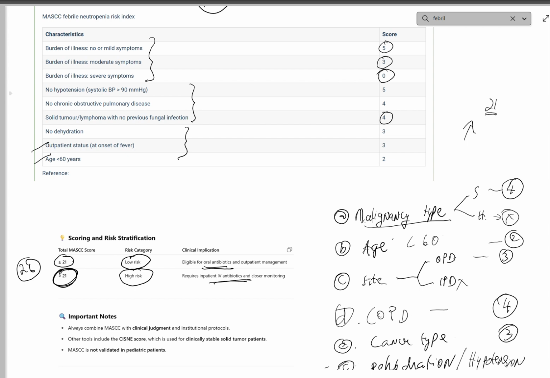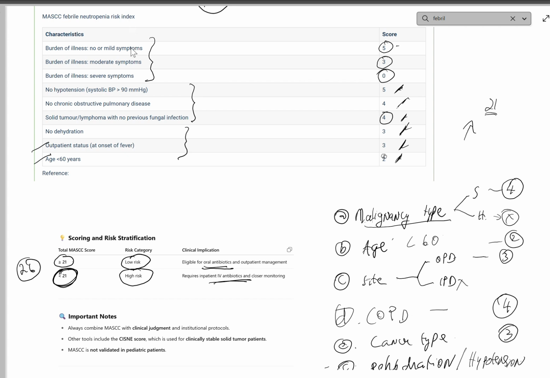So they have no symptoms, no hypotension, they already scored 10. If they have no COPD and it's a solid tumor and the age is less than 60, you get a score of 20. And if they have no dehydration, it's 23. And if it's an outpatient, you get a score of 26. It's a perfect score. So now we're calculating the score based on the MASCC index. And if they get a score of greater than 21, they're safe to be discharged, and you're not liable for sending a febrile neutropenic patient home with oral antibiotics.